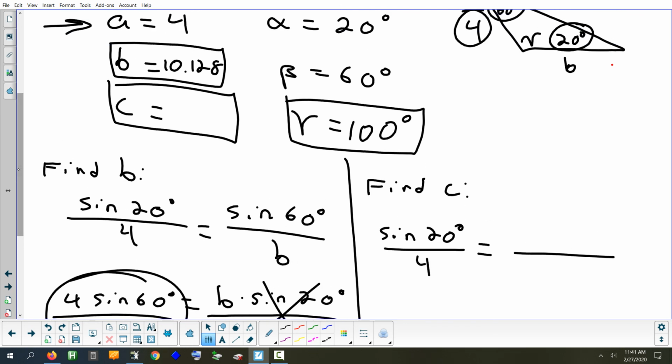And how about Eric? What's going to go on the right side to find C? Sine 60. Well, sine 60 would be if we were solving for B. We would use sine 60. What angle do we use to find C? Yep, we use gamma, sine 100. So sine 100 over C.